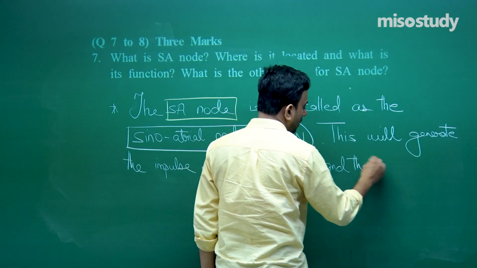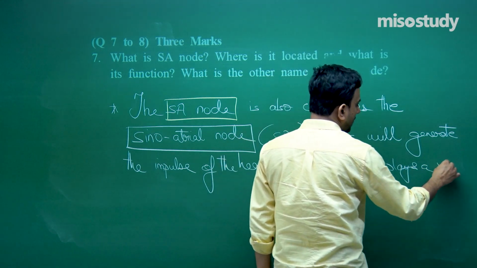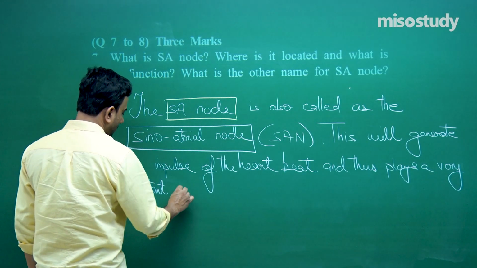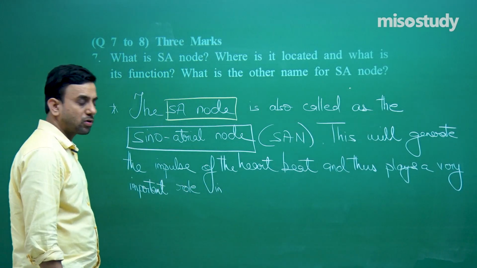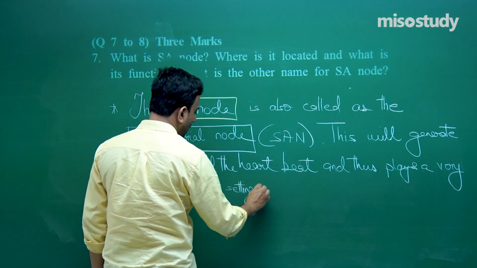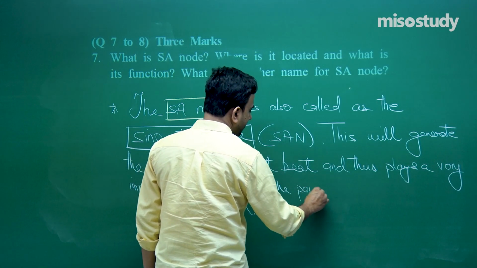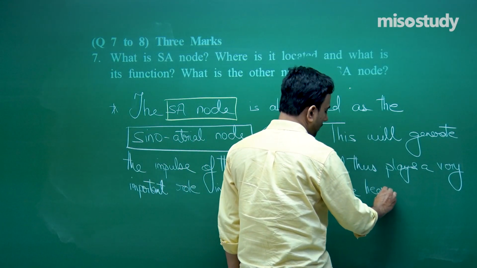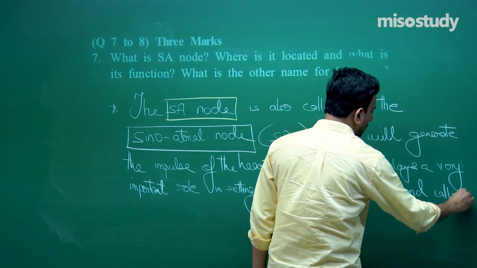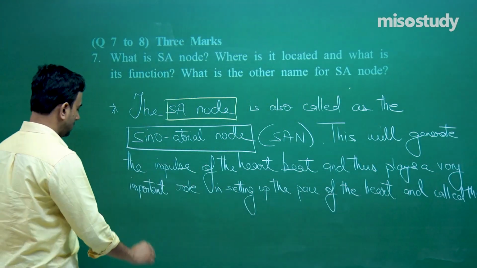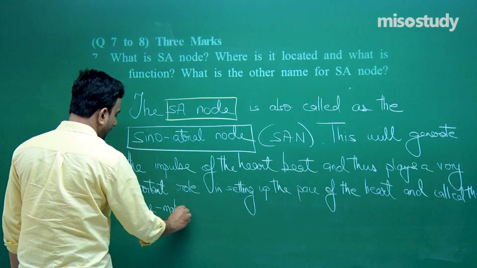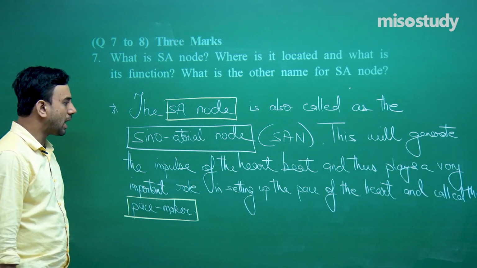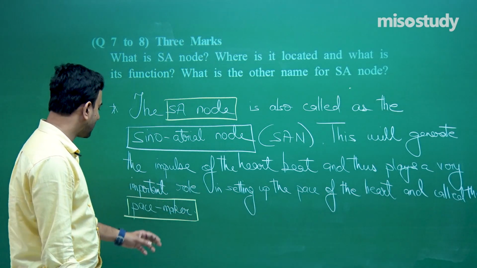And thus it plays a very important role in setting up the pace of the heart, and is called the pacemaker. The SA node is also called the sinoatrial node. This will generate the impulse of the heartbeat, and is hence called a pacemaker.